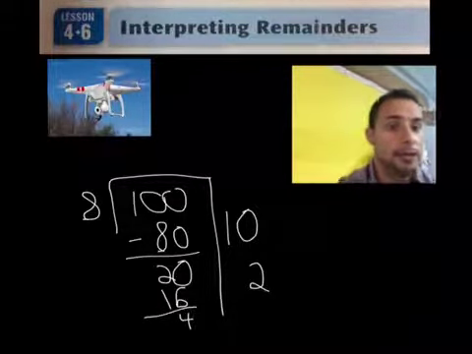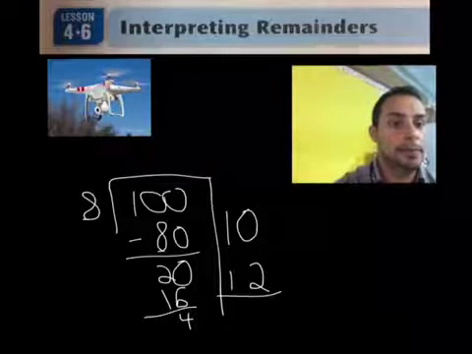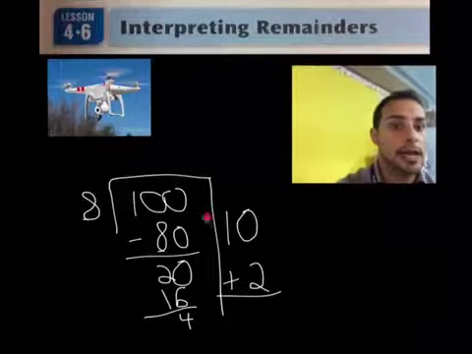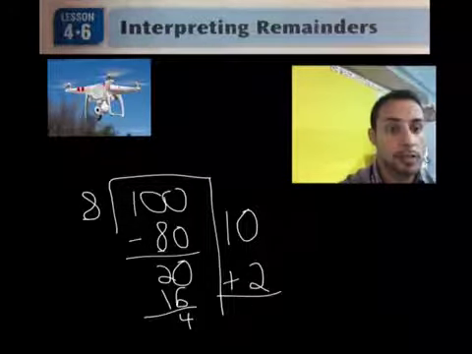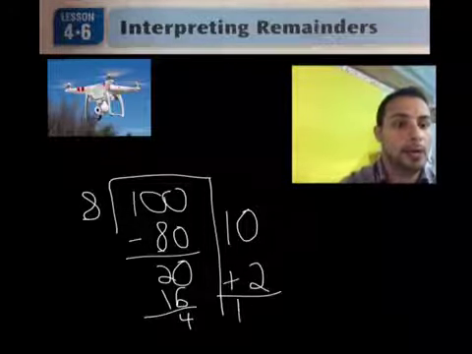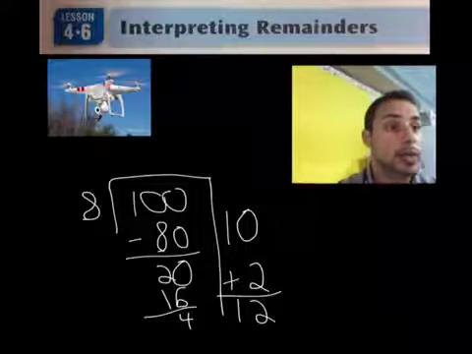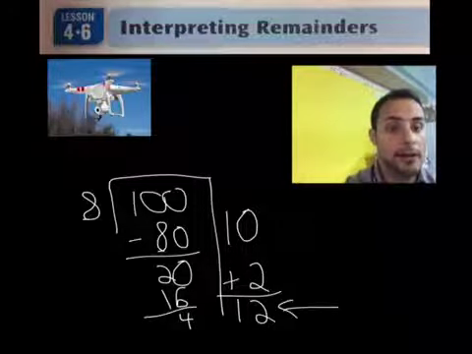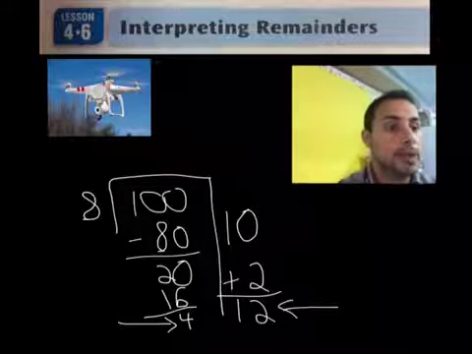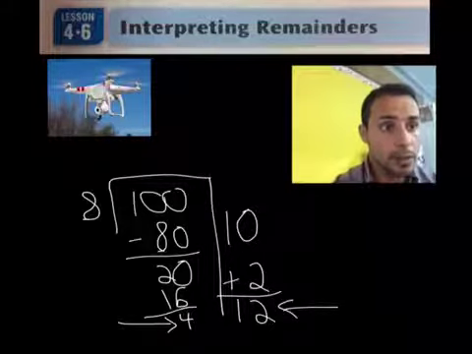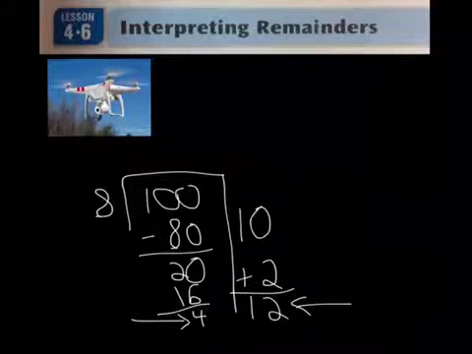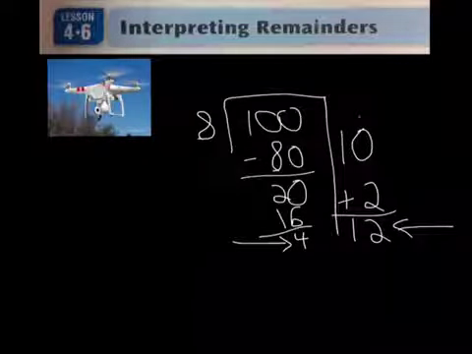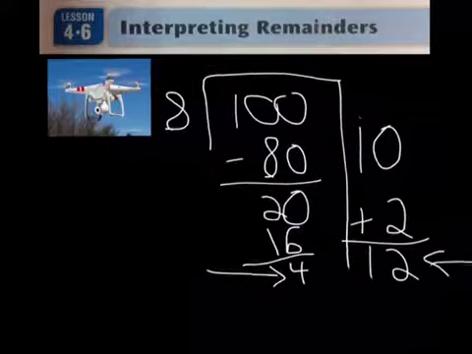That's my remainder. Remember to add up all the 8s, because all of these are 8s. This is 10 8s, and this is 2 8s. So add them up, and you have 12 8s. So I know that there are 12 8s, and this number over here is my remainder. So as you can see, boys and girls, I have a 4 as a remainder.